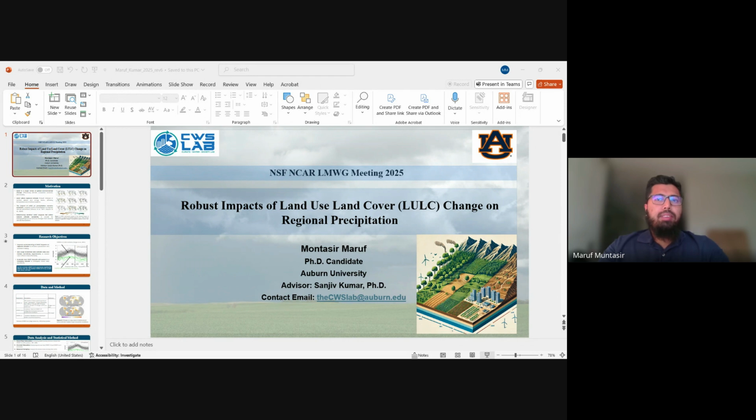So we know that LULC is a major driver of global environmental change. It influences climate, ecosystem, and society. It changes surface albedo and energy flux, which affects temperature and moisture balance. Eventually, it alters the regional climate. From literature, we have found that the impact of LULC on precipitation is uncertain, and it needs further investigation to improve climate predictions.